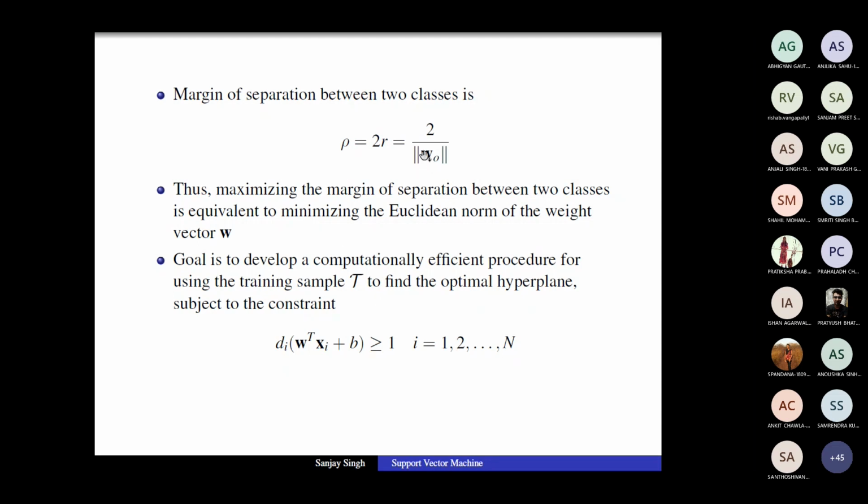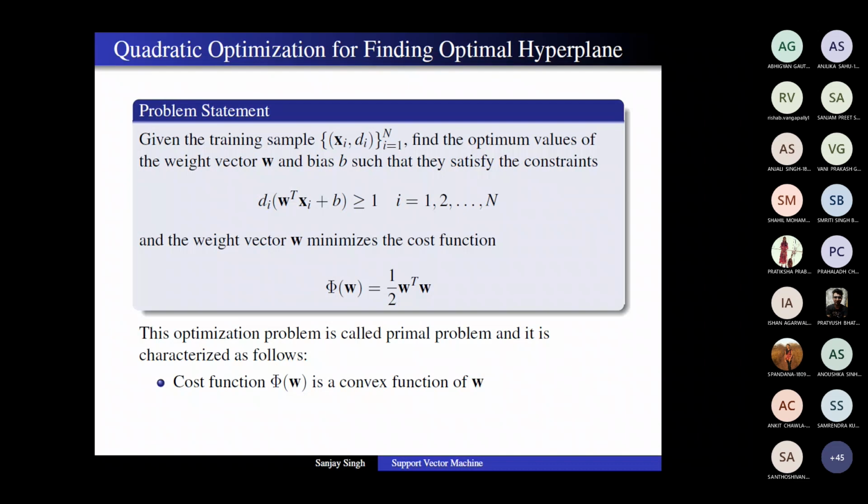Now simply we cannot maximize. Maximizing means minimizing the denominator part. So we have to rewrite this as a problem statement. Given the training sample, find the optimal values of the weight vector W and bias b such that they satisfy the constraint. And therefore, how many constraints are there? N number of constraints, that is, N number of data points. And the weight vector that minimizes the cost function. Actually, it was in the denominator, this one.